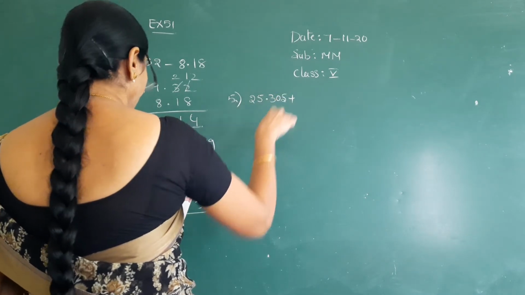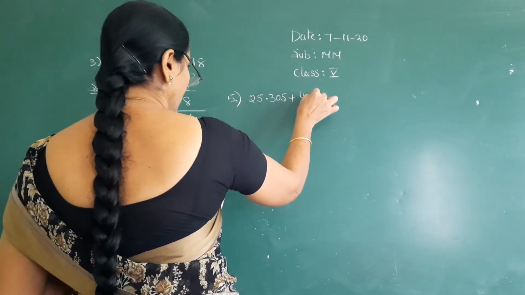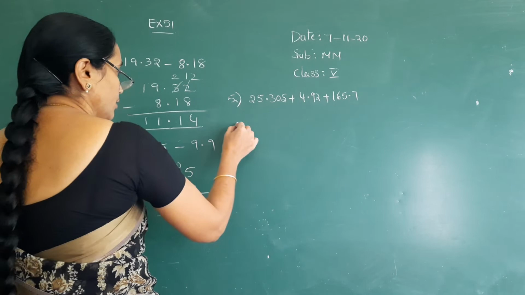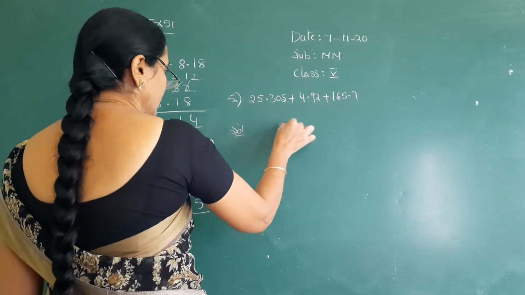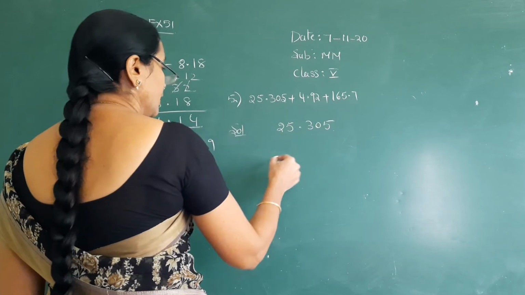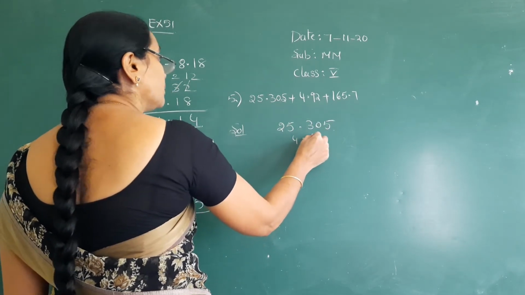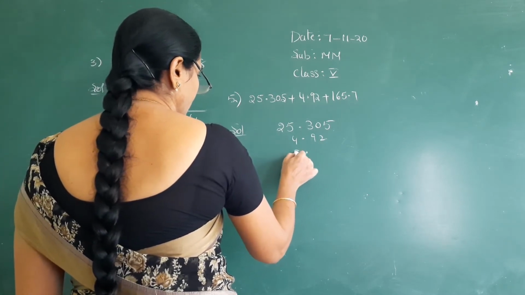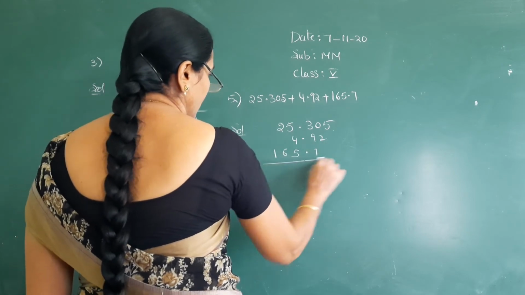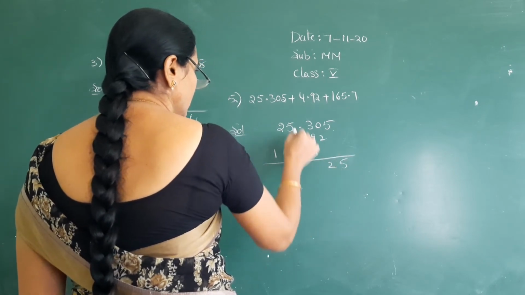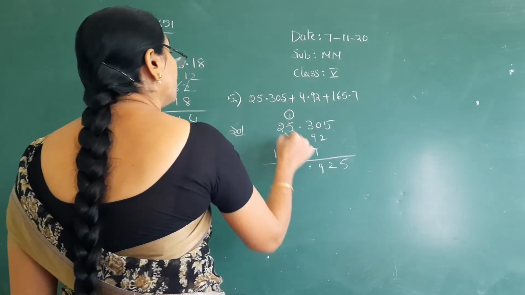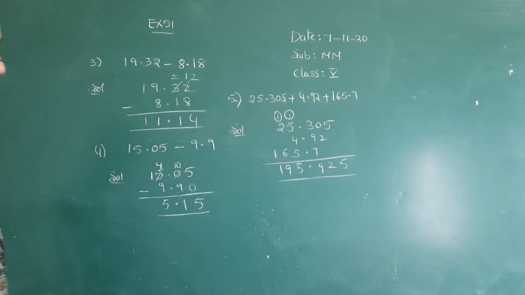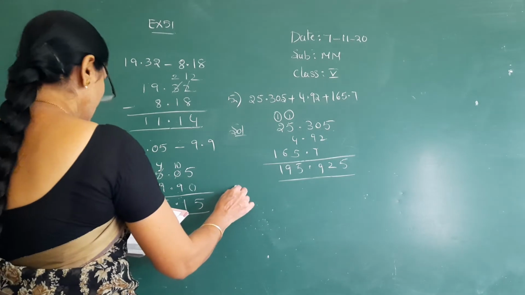See the fifth problem. 25.305 plus 4.92 plus 165.7. See the arrangement. First you have to write one decimal, and next you have to keep point under point. Arrange 4.92 and 165.7. Add it, 5 to 19, 15, 9, 1. 5.925. See the sixth problem.